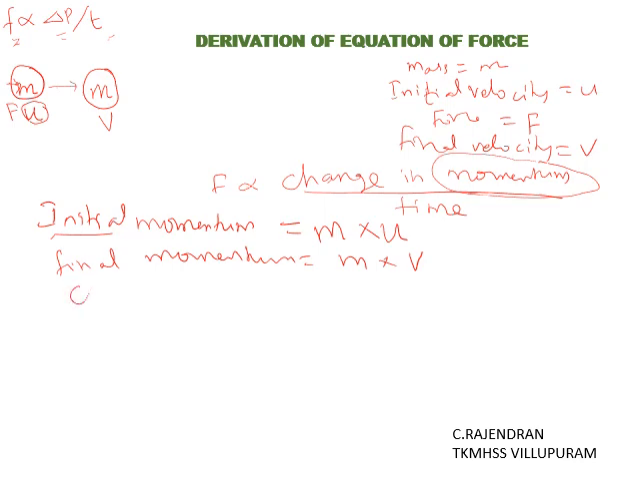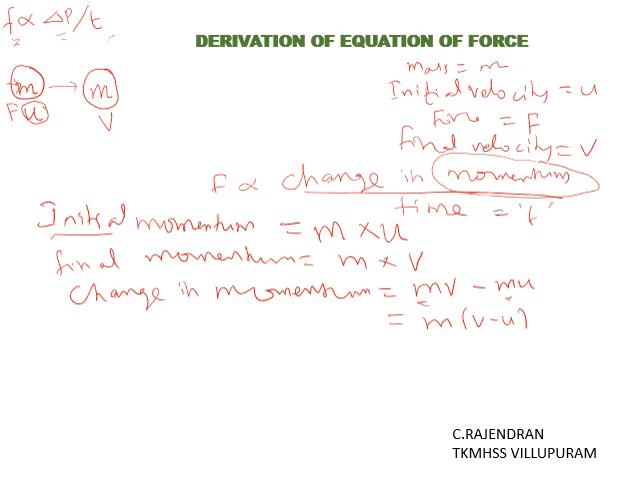So I write here, change in momentum equals final value mv minus mu. Okay, right? Which is common here? m. So I take it outside: m into (v minus u). But I assume the time equal to t seconds. The time for which the force is applied should be equal to t seconds.